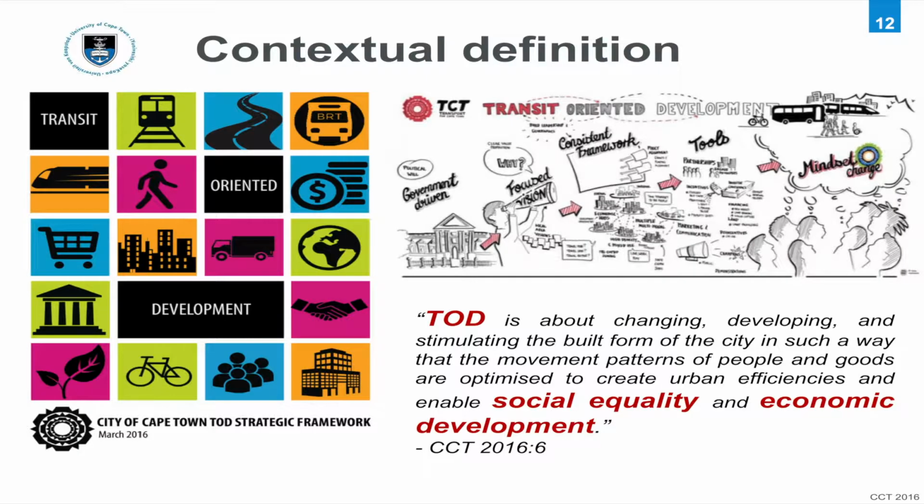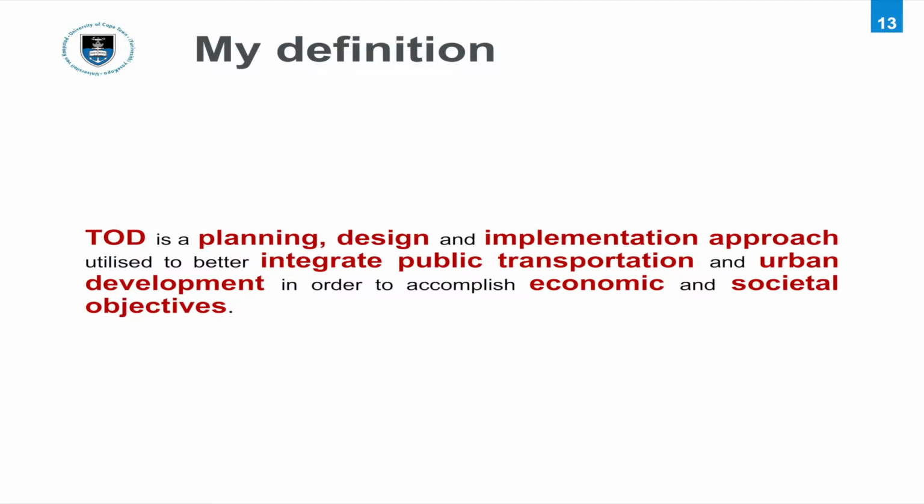So based on this, we often need a more contextual definition of what transit-oriented development is. For example, the Cape Town TOD strategic framework includes social equality and economic development within its descriptions of what TOD is. Now, social equality or income diversity are not descriptions that you'll find in many definitions of TOD around the world, but they have particular significance to us here in Cape Town. So my personal definition of TOD generally is that it is a planning, design, and implementation approach to integrating public transportation and urban development in order to achieve economic and societal objectives.